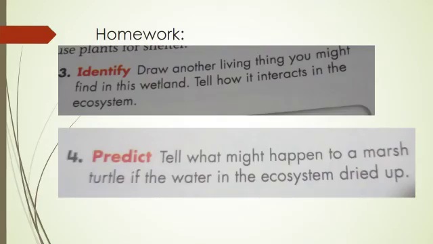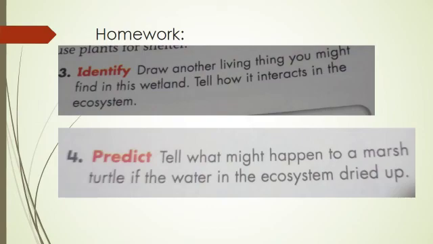Homework for tomorrow. Answer the following questions. Question number 3. Draw another living thing you might find in this wetland. Tell how it interacts in the ecosystem. In the box in front of you at page 206, you're going to draw another living thing you might find in this wetland. And you're going to tell me how it interacts in the ecosystem.